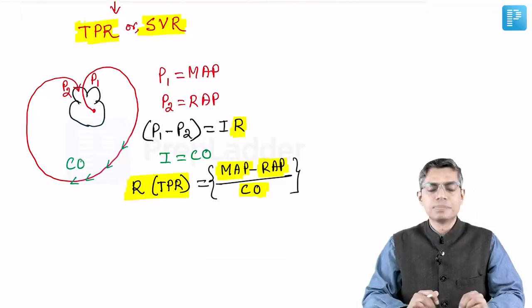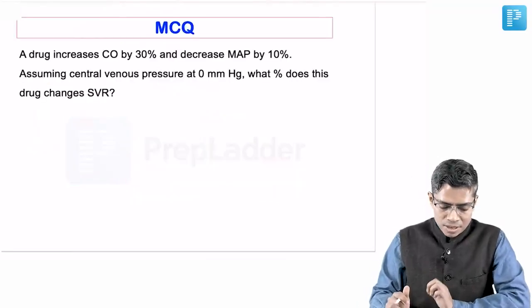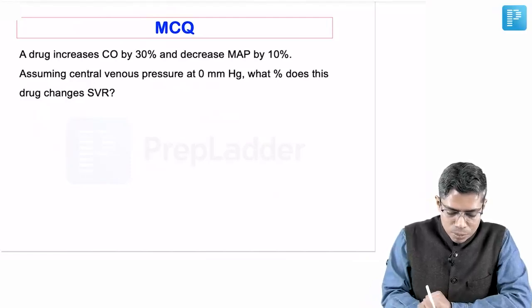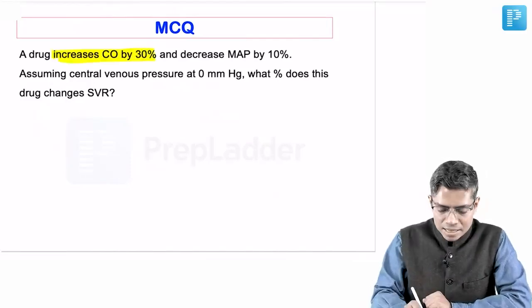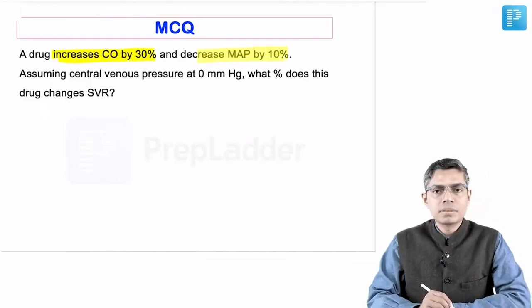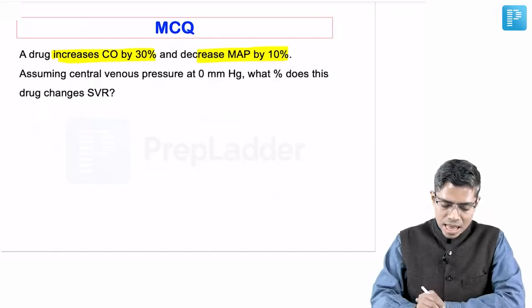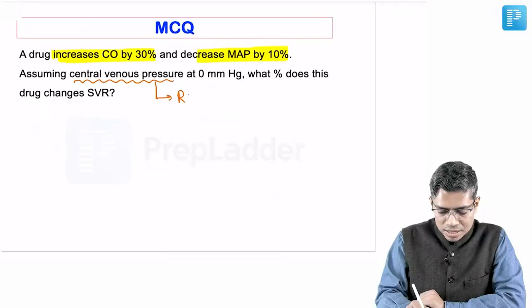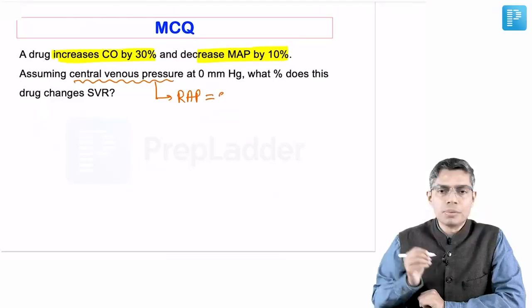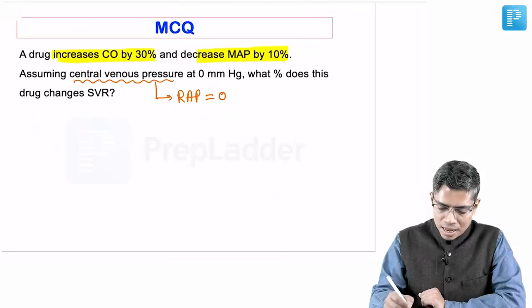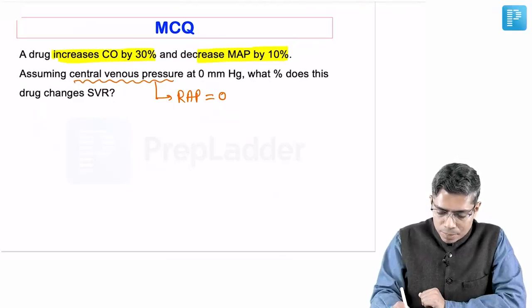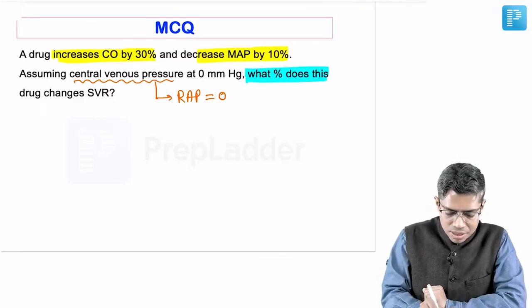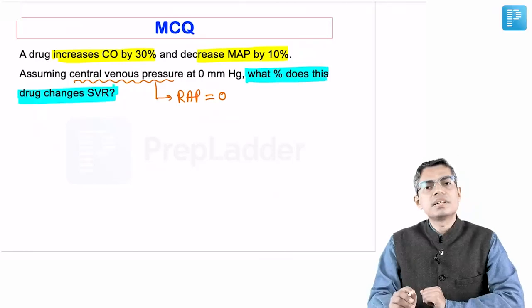So this is one MCQ. Look at this. A drug increases the cardiac output by 30% and decreases the mean arterial pressure by 10%, assuming that the central venous pressure, which is nothing but right atrium pressure, is equal to 0. So they are asking what percentage this drug changes the systemic vascular resistance.